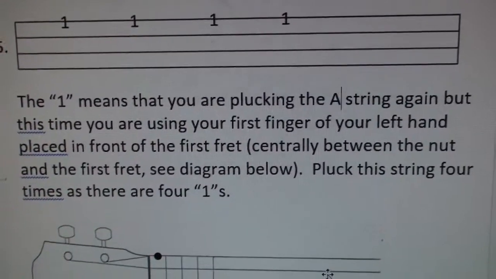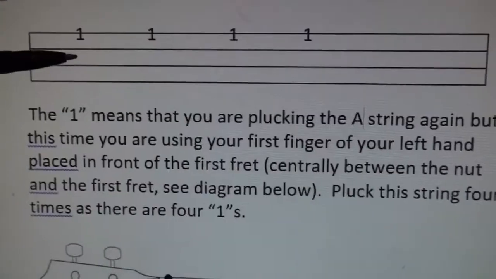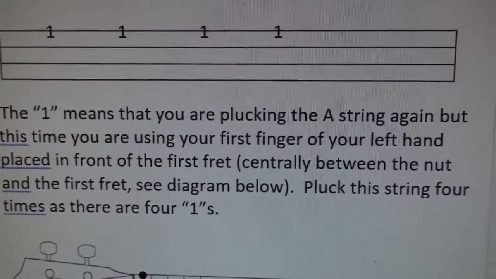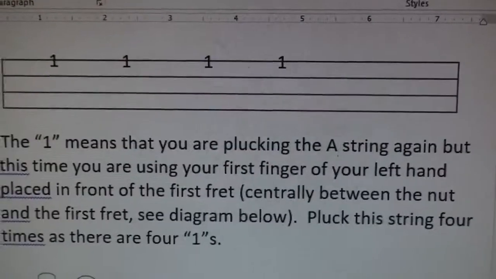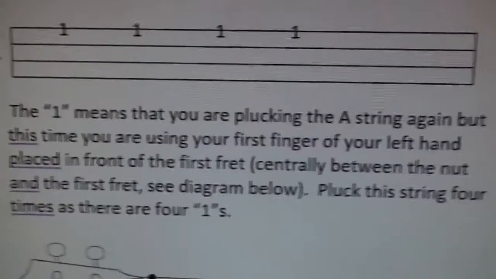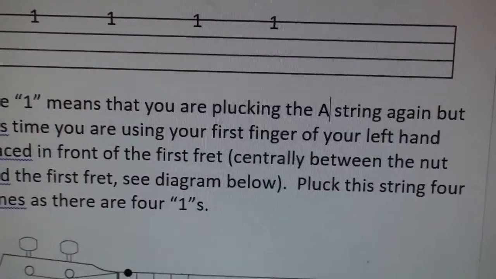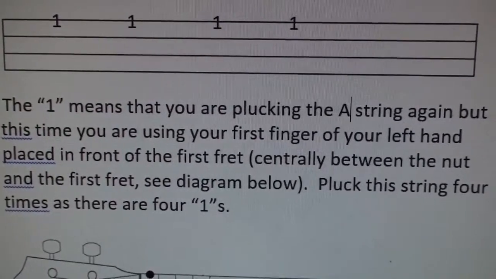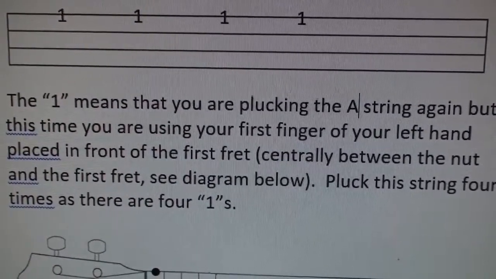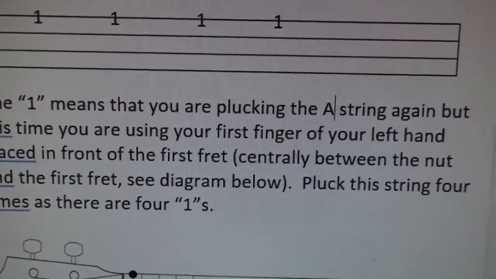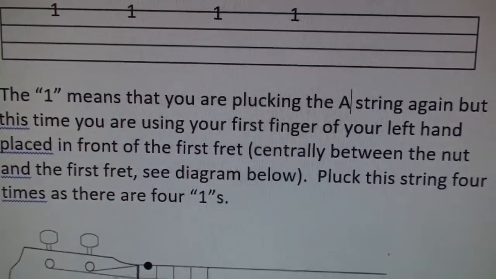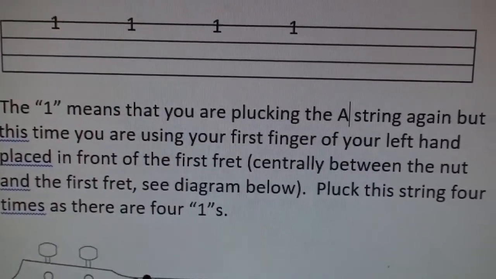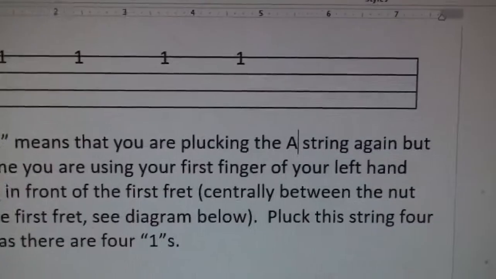Now this next diagram is the same principle again. You've got the 4 strings of the ukulele as before, and you've got a series of the number 1s there, and the 1 means that you're plucking the A string again, but this time you're using your first finger of your left hand placed in front of the 1st fret, centrally between the nut and the 1st fret, as I'll show you in a minute, and you pluck this string 4 times, as there are 4 1s.